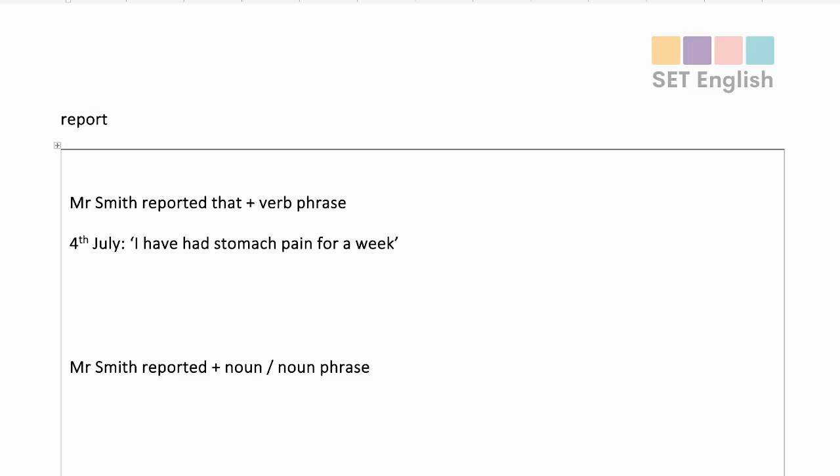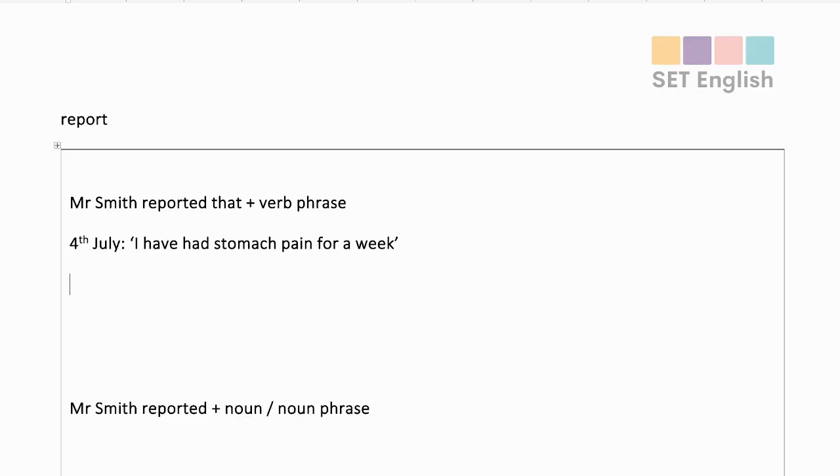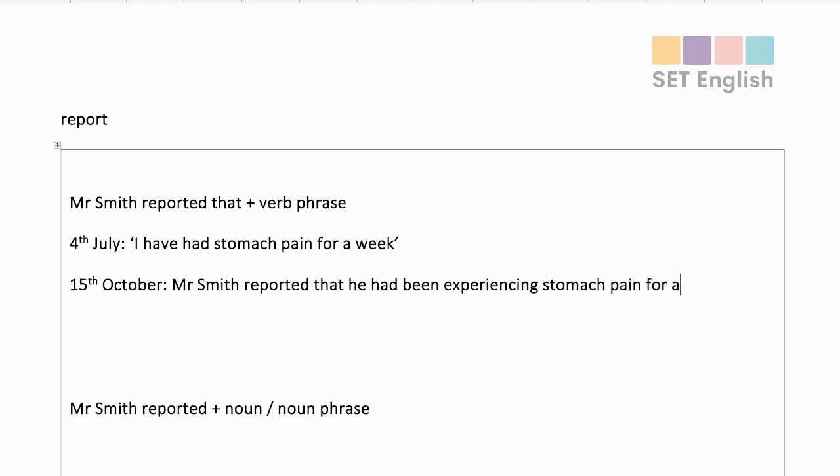That's what Mr. Smith said. I've had stomach pain for a week. Well, if we're writing our letter on the 15th of October, I'm going to say Mr. Smith reported that he had, now I can choose a different verb. I can use the same one. He had, okay, or he had been experiencing. Okay, I can do that. I like that one. He had been experiencing stomach pain for a week.